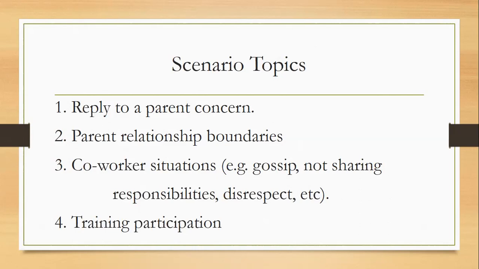Number 2, you'll be talking about the parent relationship boundaries. And again, first, tell us what it would be like to be unprofessional and then to be professional. Coworker situations, like there's a problem with gossip or not sharing responsibilities. She never does what she's supposed to do. I have to do all the cleaning of the bathroom. Or if there's an issue of disrespect, whatever they choose, they will show what's unprofessional and then handle the situation professionally.